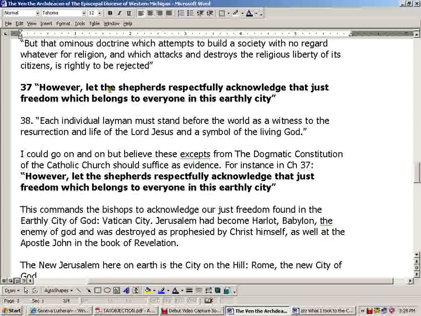However, let the shepherd, and this is big too. And this is in section 37 of, is this Lumen Gentium?